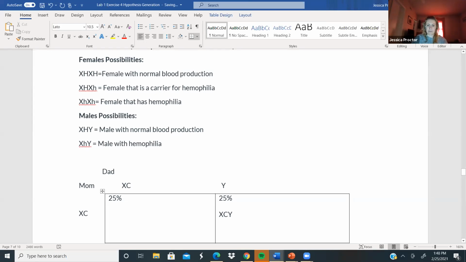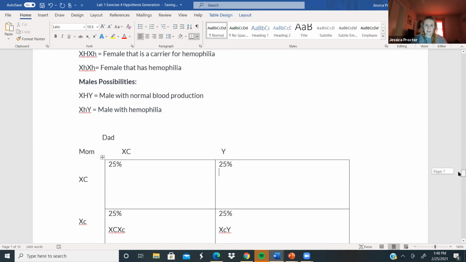Okay, so for this example, let's say that dad has hemophilia. So that means on his X chromosome, he has that lowercase h. And let's say that mom does not have hemophilia, but she is a carrier for it. So she's got a dominant H on her first X, and she's got a lowercase recessive h on her second.